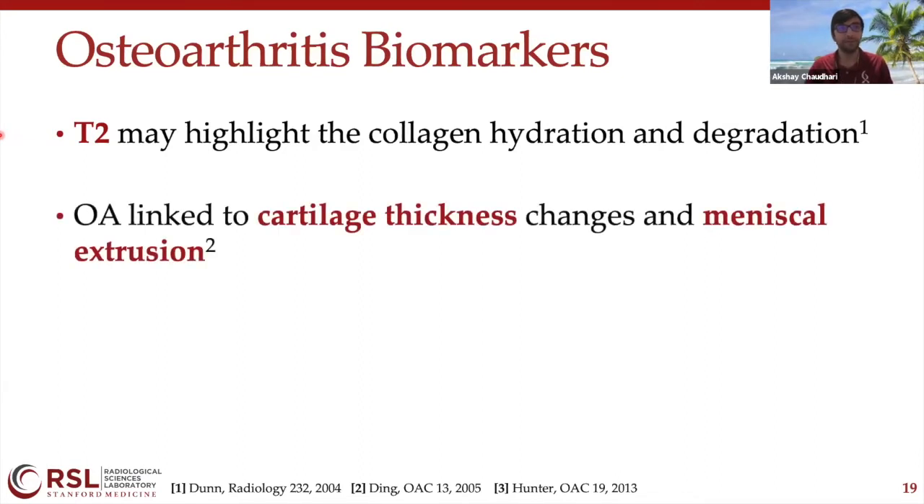In addition to T2, osteoarthritis has also been linked to changes in the thickness of your articular cartilage, as well as the sizes and the location of your meniscus. So if we can really track these over time, we hopefully get a more sensitive understanding of how the entire joint space is changing, so that not only can we study temporal characteristics of osteoarthritis progression, but we can also study the spatial relationships between tissues.